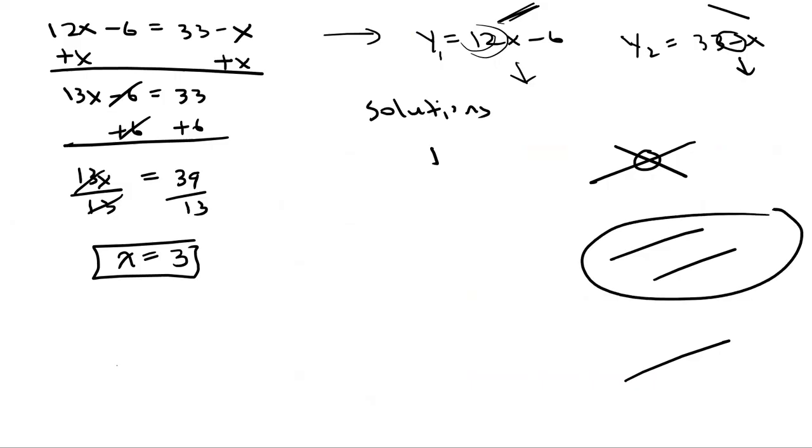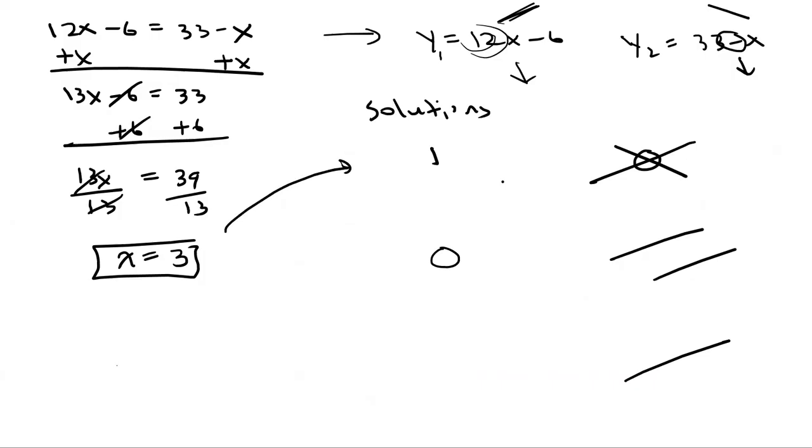How many solutions will I get for this second one here? None, right? Why is it none? Why is it 0? Yeah, they're parallel. They'll never cross. Okay? They'll never cross. That's why, here we had this solution, right?